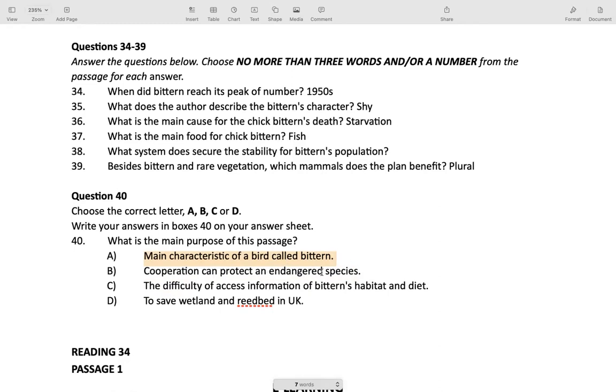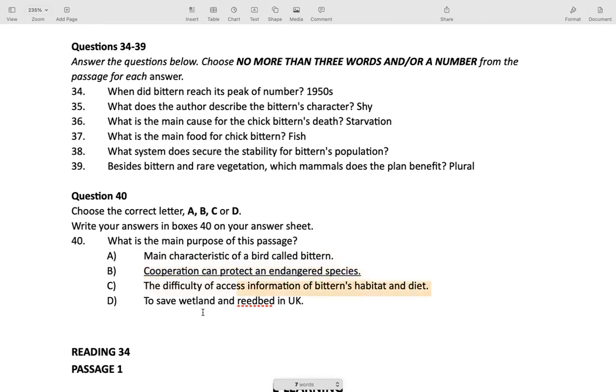Cooperation can protect an endangered species. Yes. Of course, yes. That can come. I agree. Cooperation, they talked about cooperating. Okay, maybe. The difficulty of access information of bitterns' habitat and diet. They did tell it was difficult, but again, this was mentioned in only one paragraph. Then they stopped it.